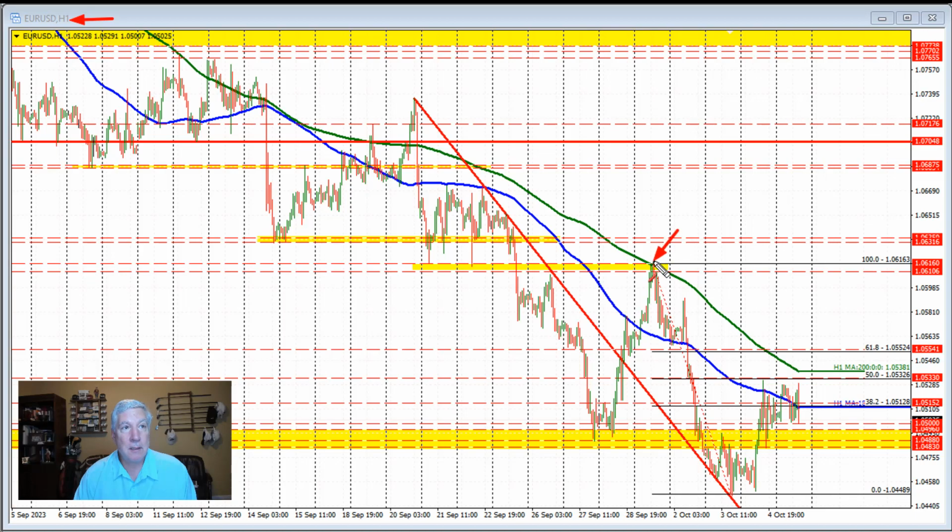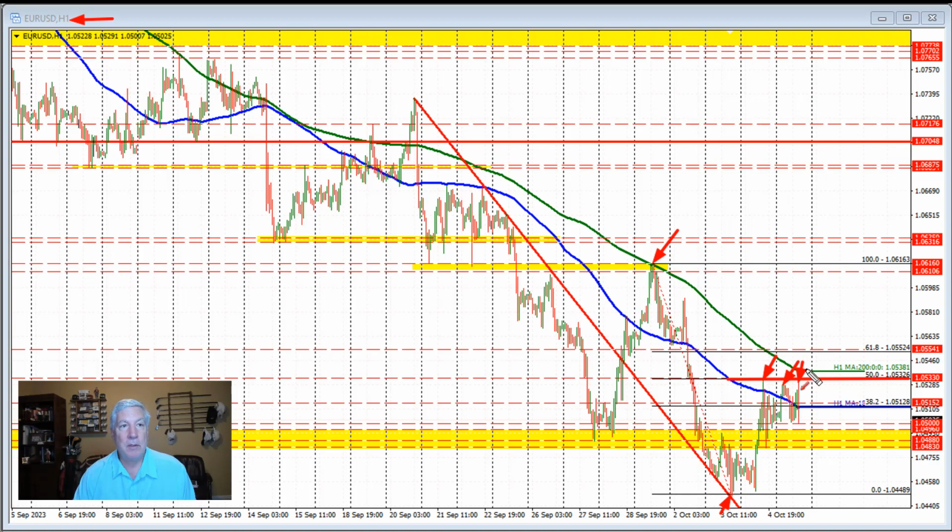This move to the downside from last week's high to this week's low. The 50% midpoint of that move comes in at 1.05326 here, and notice in trading yesterday, the high price came up to that level and found willing sellers. In trading today, the high prices approached that level and again found sellers.